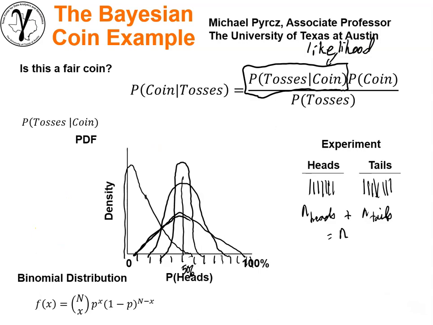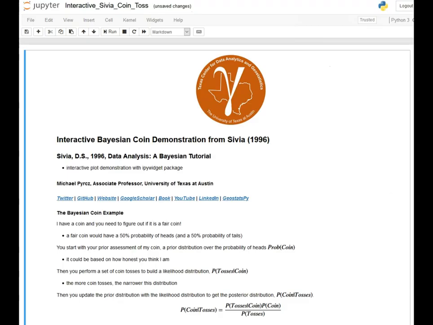Let's switch to the code and take a look. So here's the Python code. It's in a Jupyter notebook, and we're going to be able to accomplish this approach of Bayesian updating to figure out if a coin is fair based on a prior model and a likelihood model coming from the binomial distribution and a set of coin tosses, and to get to a posterior distribution, and we're going to do it all interactively. Okay, so this is what it looks like.